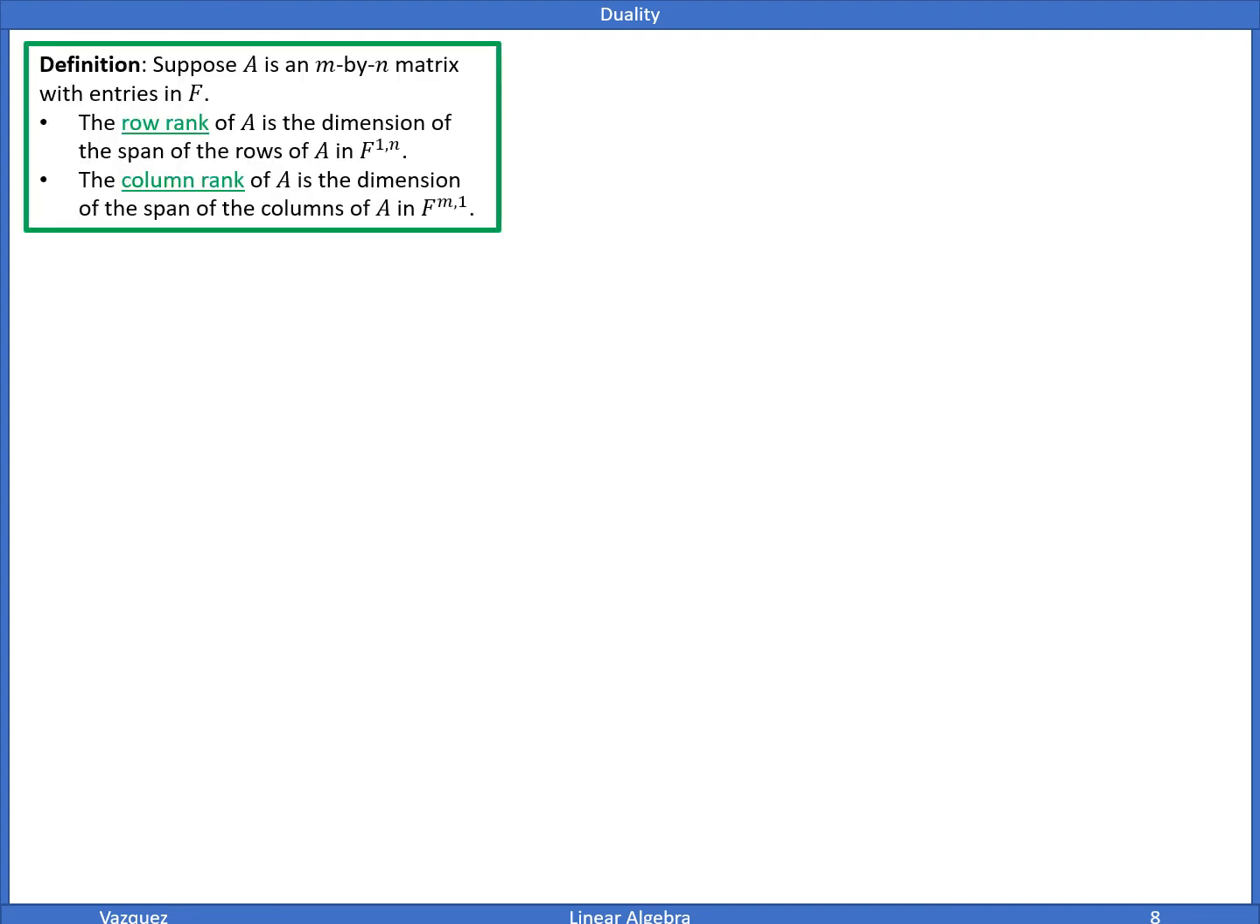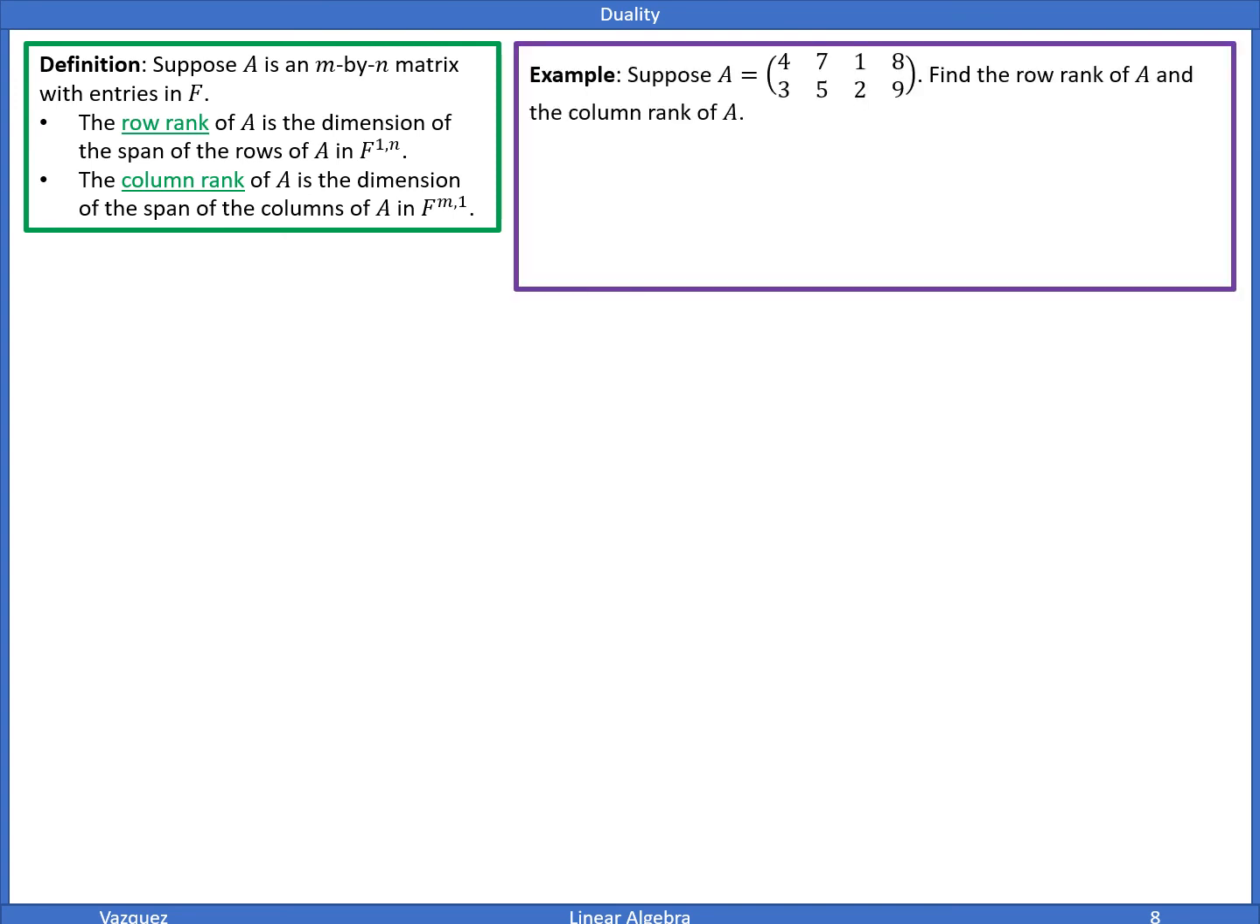So now, the last slide. I know it's been a lengthy lecture, if you have been watching it all in one sitting. Suppose A is an m by n matrix with entries in F. Well, then the row rank of A is the dimension of the span of the rows of A. Similarly with the column rank. This definition should be more clear with an example. So if we have this matrix A here, what's the row rank? And then what's the column rank?